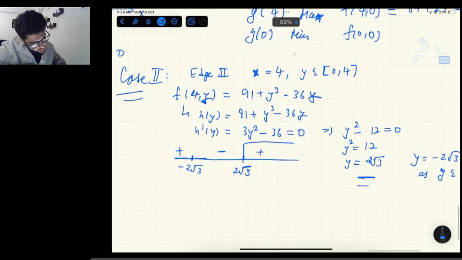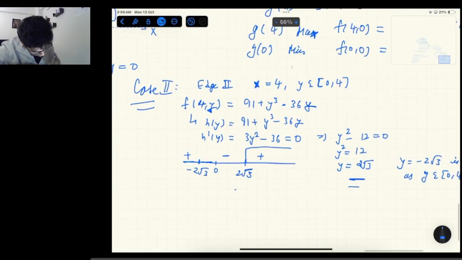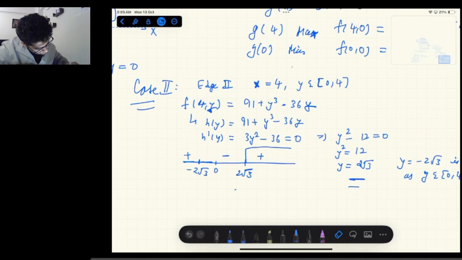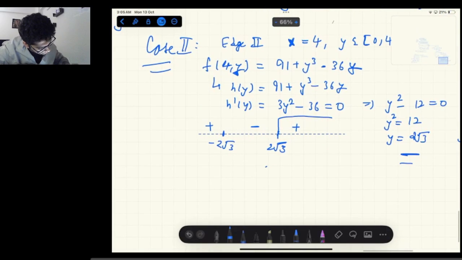So if I just write a 0 here also, then also I can say that, or let me just remove this 0 here, for example. Right, so my 2 root 3 is rejected, but I have 0 which is less than positive 2 root 3, and any point lying between 0 and 2 root 3 is also giving me a decreasing function.